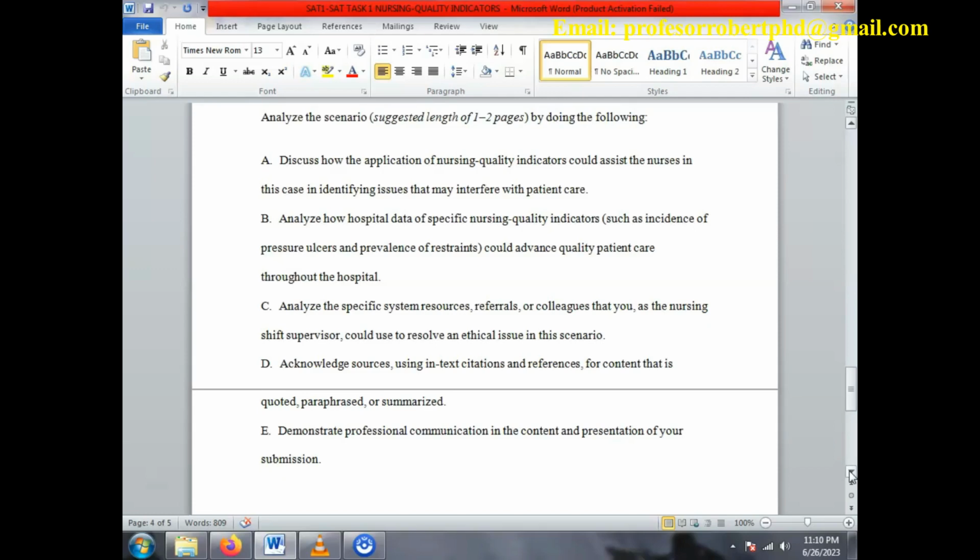Acknowledge sources, using in-text citations and references, for content that is quoted, paraphrased, or summarized. Demonstrate professional communication in the content and presentation of your submission.